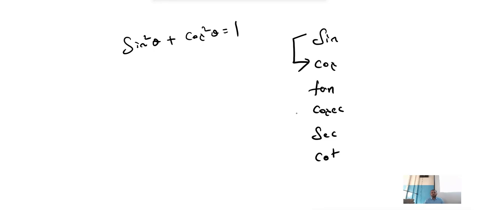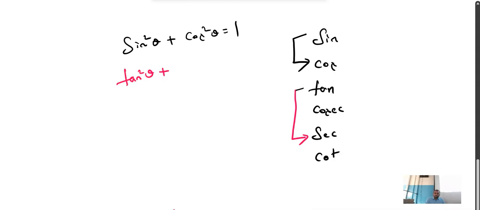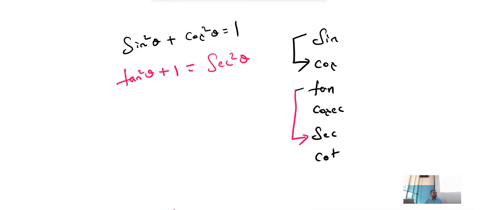Observe. From sine, we are going to cos. So we can write sine square theta plus cos square theta is equal to 1. Now observe here. From tan, actually we should go to cosecant, right? But we are not going to cosecant. We are jumping. Please observe here. Tan square theta plus 1 jumps to secant square theta. So tan square theta plus 1 is equal to secant square theta.